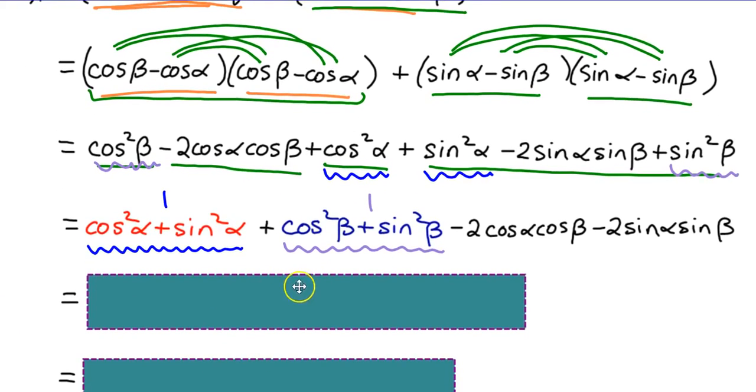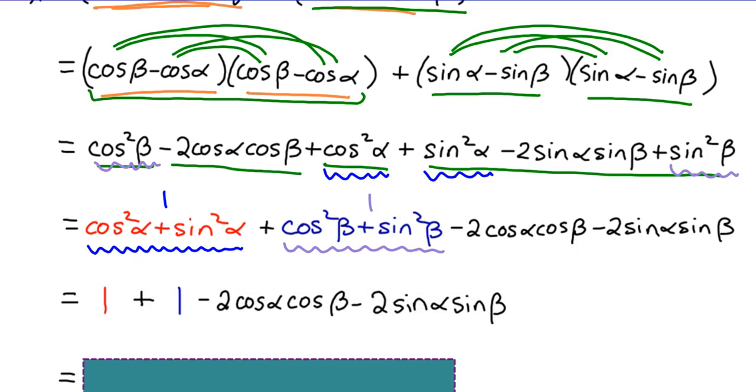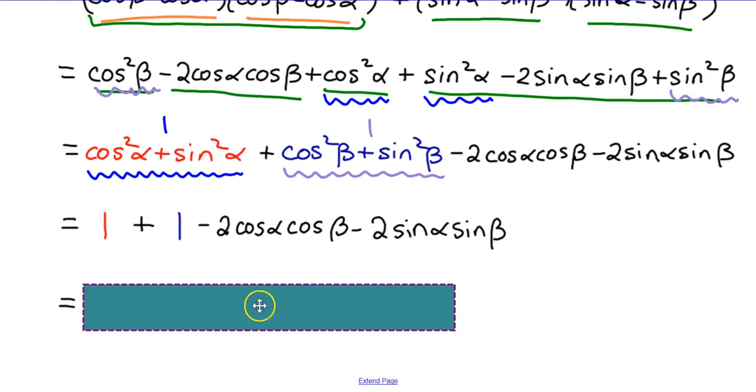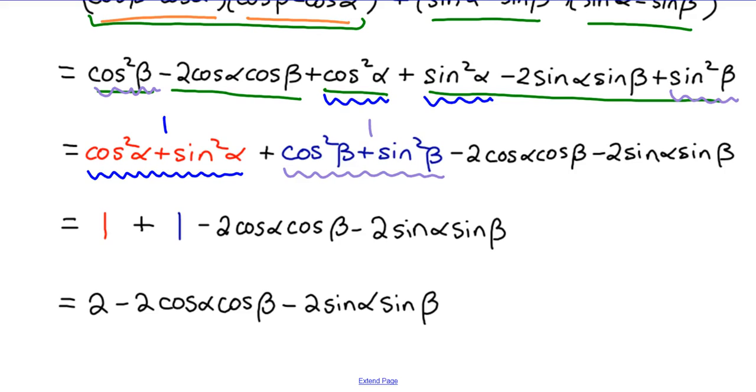So what I've done in the next step is just substitute 1 for each of those. And then in the last step, I added 1 and 1 and got 2. Yay! Hope you're following that step okay.